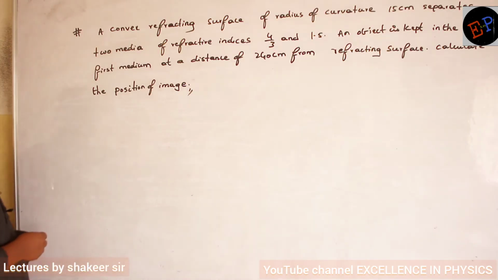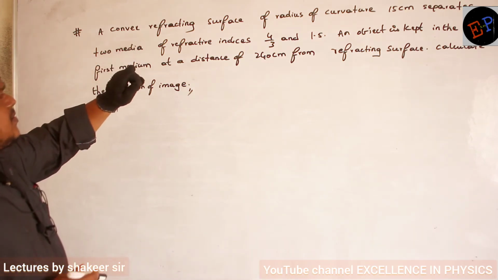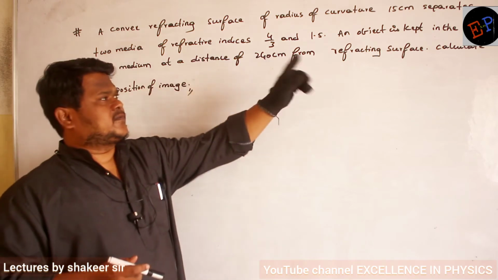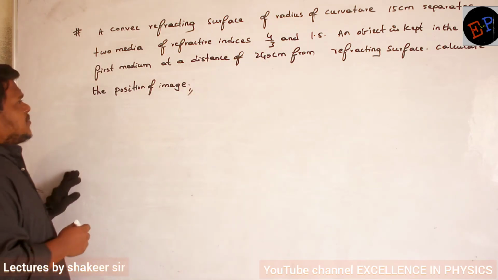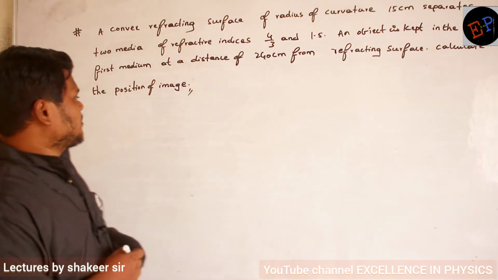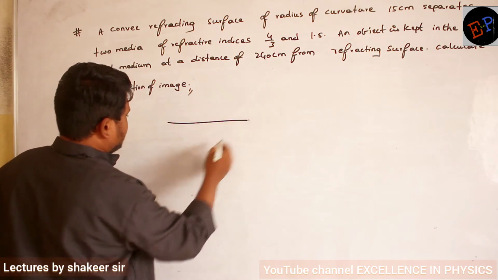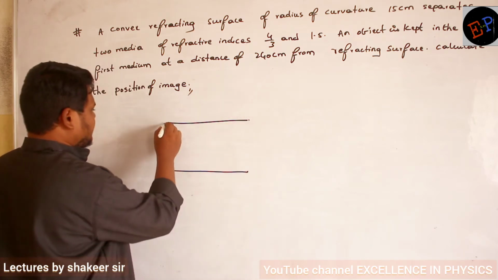Okay, so let us try to understand this question. A convex refracting surface of radius of curvature 15 centimeter is separating two media of refractive indices 4/3 and 1.5. First of all, let us draw the diagram of this one. It is a convex refracting surface.